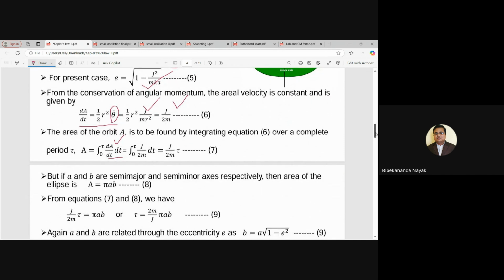But if A and B are the semi-major axis and semi-minor axis respectively, then the area of an ellipse is equal to pi AB. It must be equal to pi AB. So J by 2m tau is equal to pi AB. So tau is equal to 2m by J times pi AB. This is the time period.